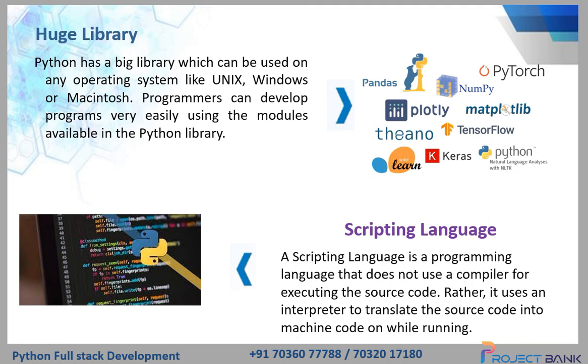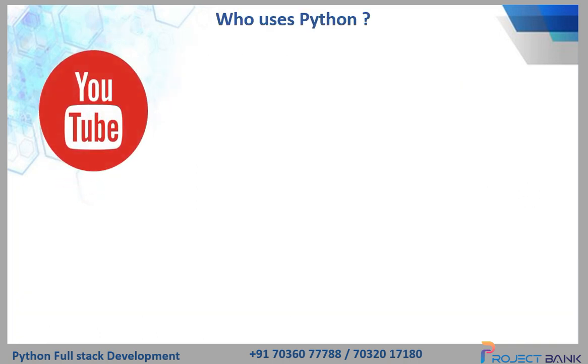Instead of compiling the entire code into the machine level language, what it will do, with the help of the interpreter, is translate the source code into machine code line by line. Now we'll move to who is going to use this Python.